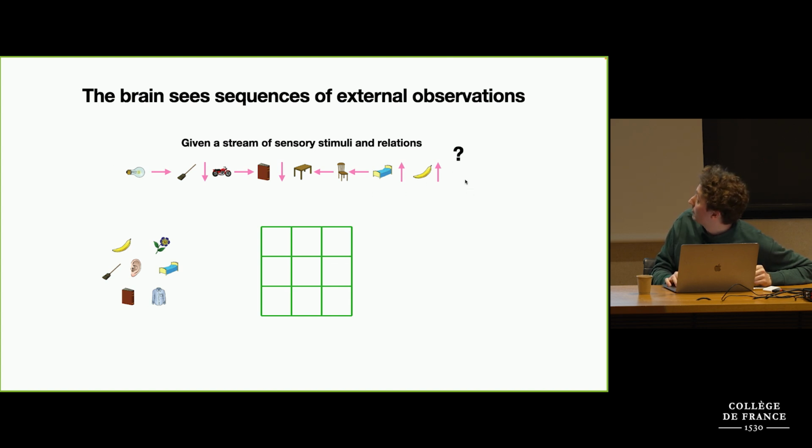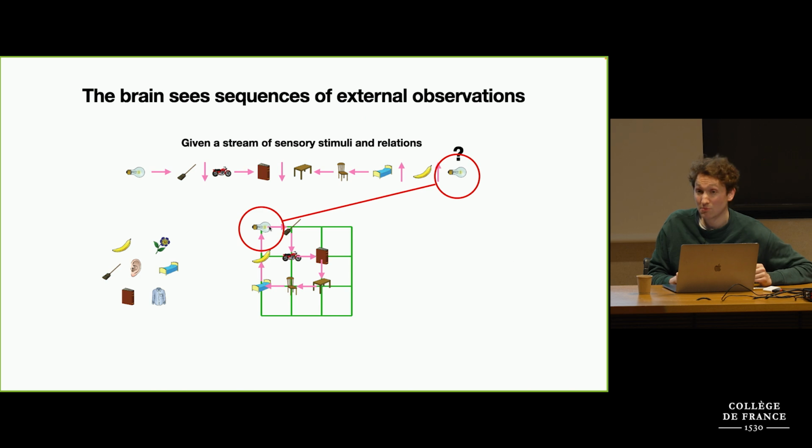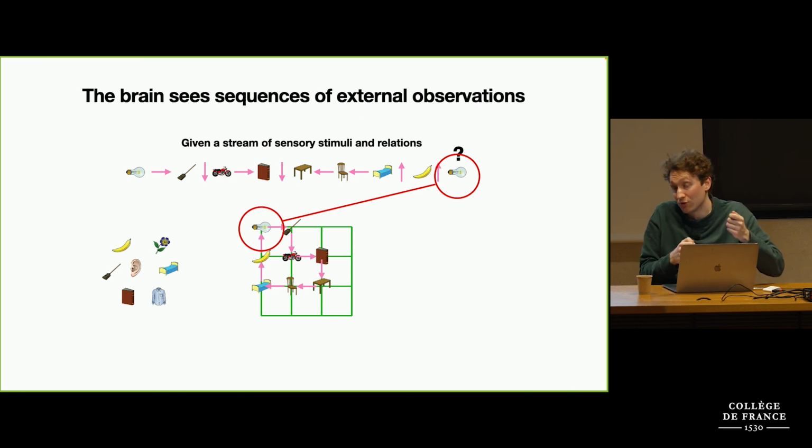Sounds like a hard problem, but it becomes an awful lot easier if you really do have one of these maps stored somewhere in your brain. Because if you have that map stored in your brain, then you can place each object down on the map, and when you get to banana at the end of the sequence, and I've asked you what happens when you go up, you'll be able to tell me that it's going to be the light bulb, because you remembered when I was last at that location, I saw a light bulb.